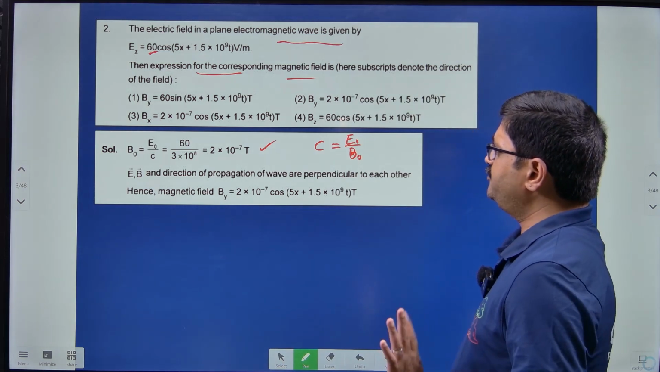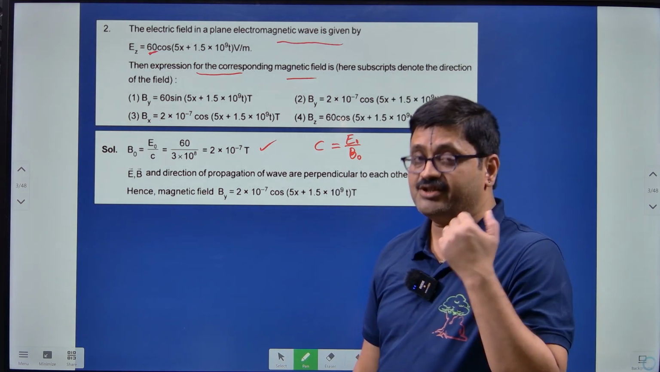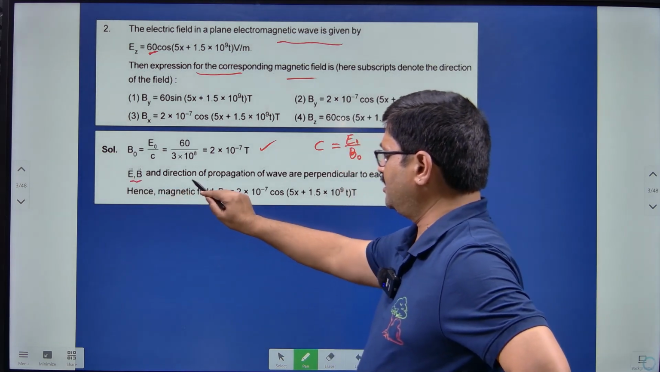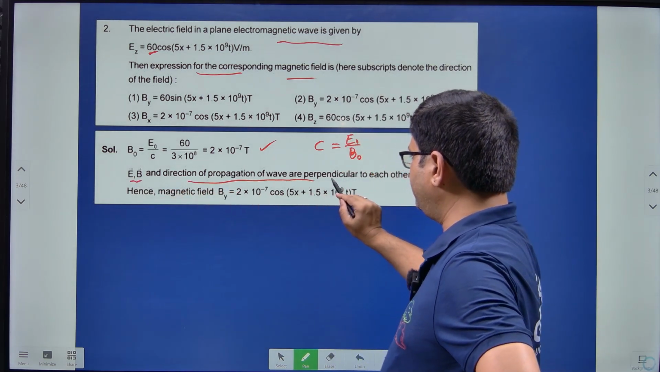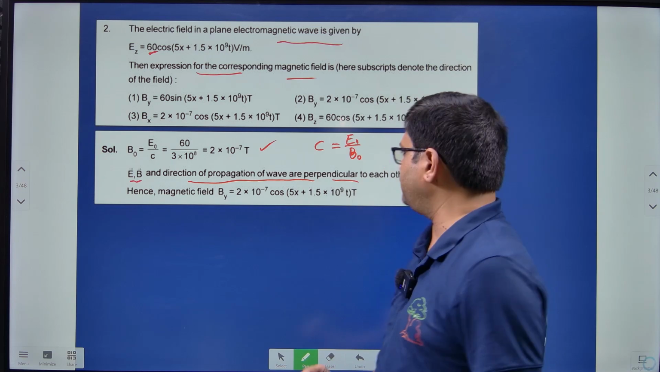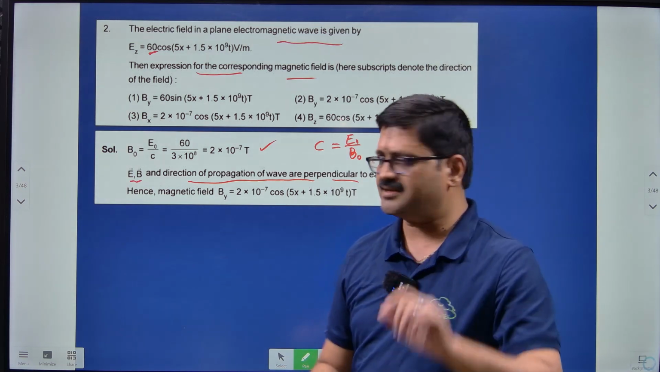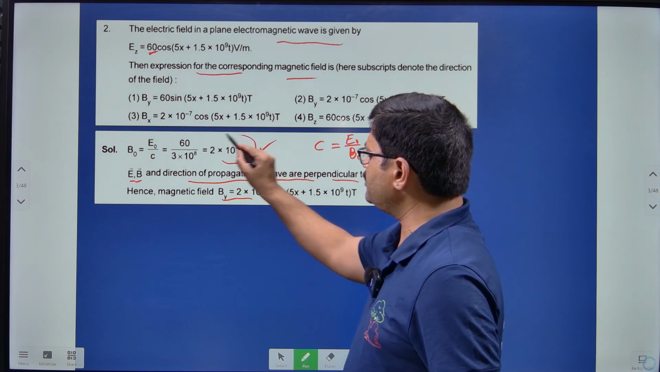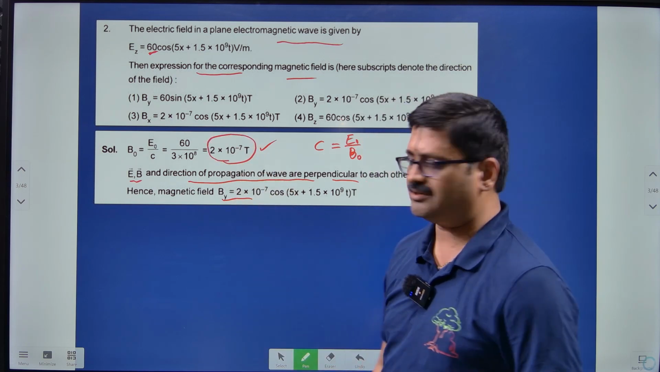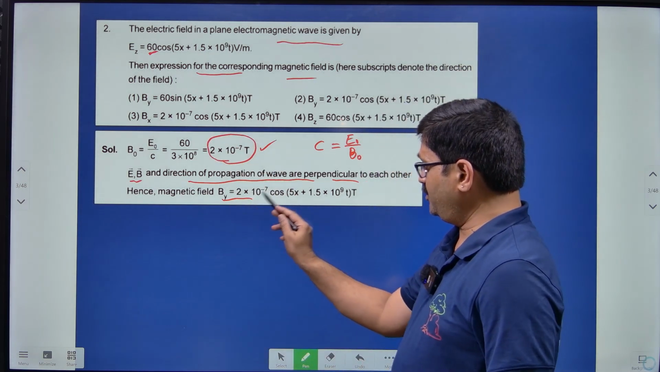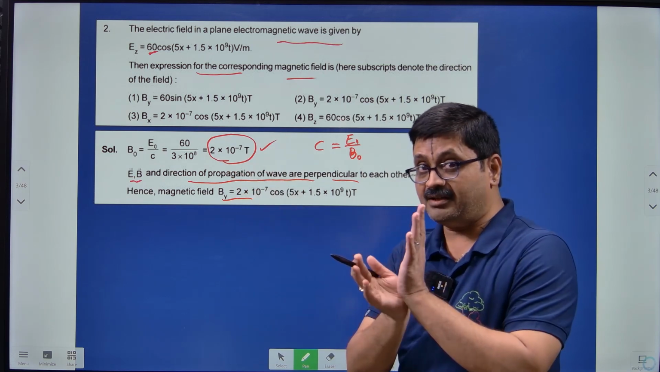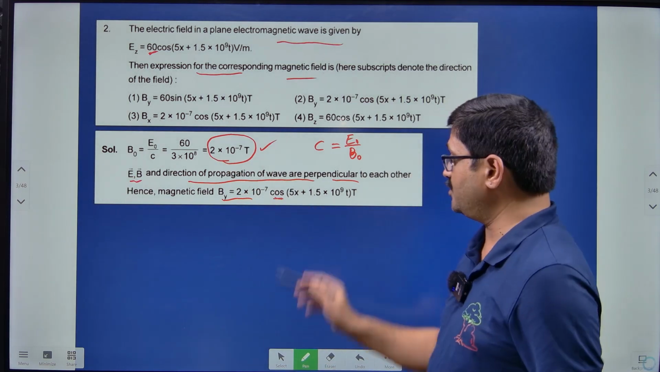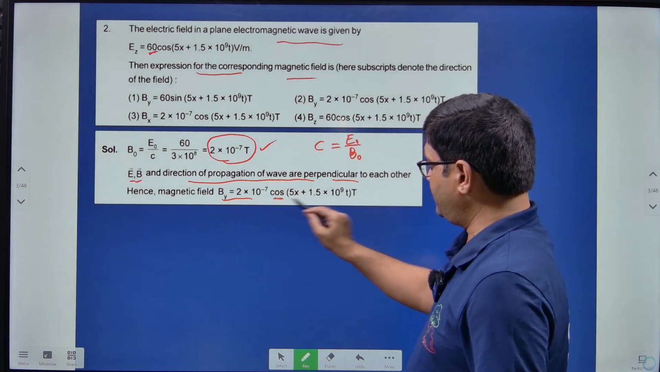Okay, and if you talk about the direction of E and B: vector E, vector B and the direction of propagation of the wave are mutually perpendicular to each other. So we can say that By should be equal to what? The magnitude of the amplitude is 2 into 10 to the power minus 7, which is B naught. Since perpendicularity is there, the sine should be written as cos. So we are writing the same.